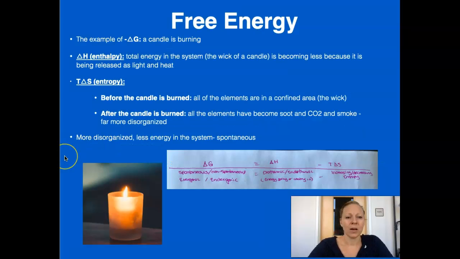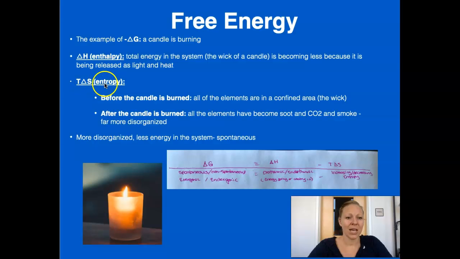So the example of negative G is a candle burning. Let's look at this. The change in enthalpy, the total energy of the wick of the candle, is becoming less because it is being released as light and heat. And so therefore it's going to be exothermic.